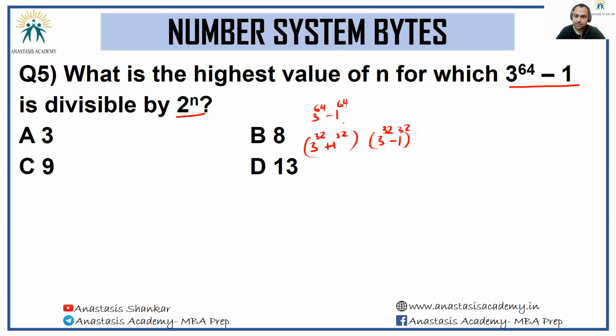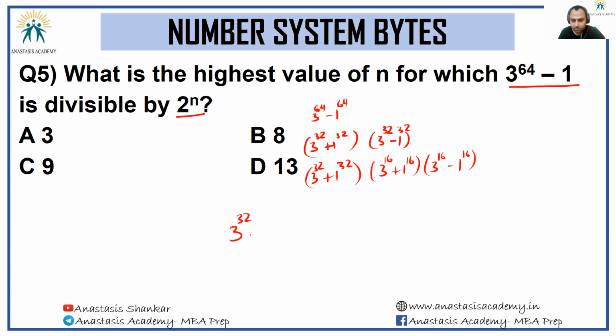This also I'm writing as 64, which will further devolve into 3 raised to the power 32 plus 1 raised to the power 32, into 3 raised to the power 16 plus 1 raised to the power 16, 3 raised to the power 16 minus 1 raised to the power 16. And hopefully you can see this will keep going down and breaking up. So I'm writing the final expression straight away.